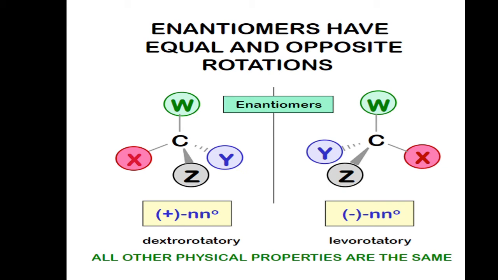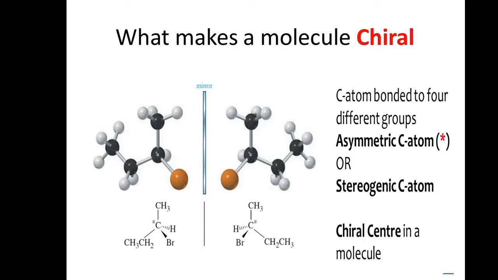One enantiomer rotates the plane of plane-polarized light towards the right, and the other enantiomer turns the plane of polarized light towards the left. One is dextrorotatory and the other is levorotatory. All other physical properties of the enantiomers are the same. So what makes a molecule chiral?